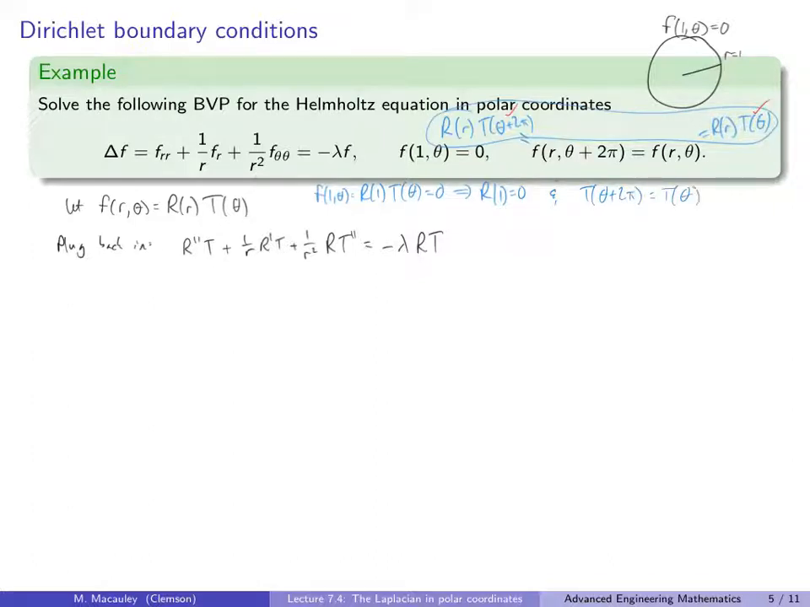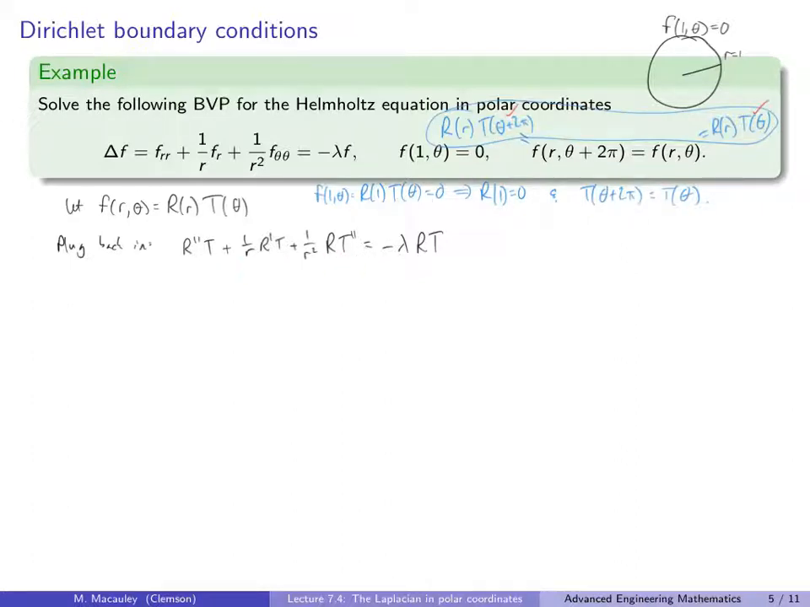And it should make sense why this is true. Our function f is periodic in theta, and so if it splits up as a function of the radius and a function of theta, then that function of theta better be periodic as well. Okay, so these are our boundary conditions.